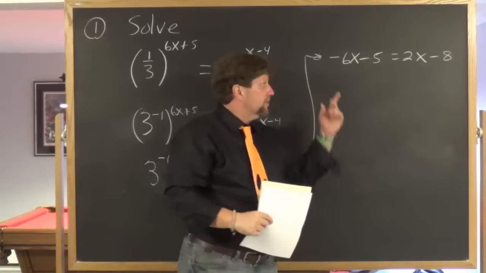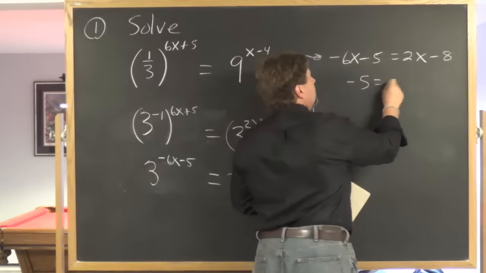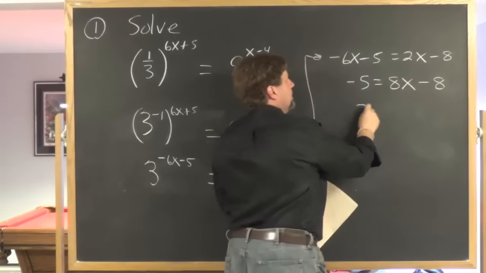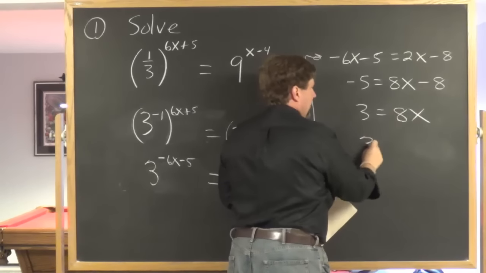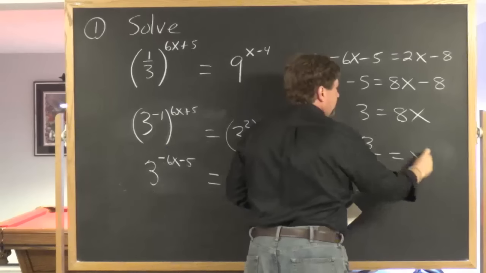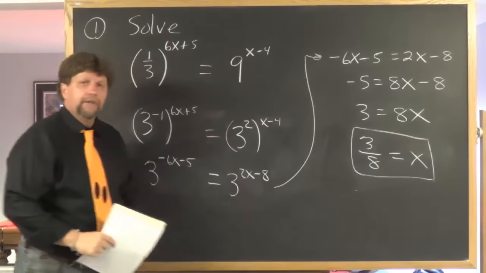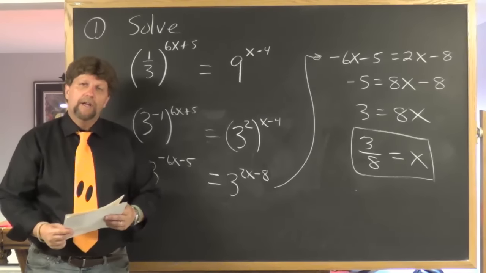And I'll probably start off by adding 6x to both sides. And then I would add 8 to both sides. And then finally divide both sides by 8. That gives me the solution to this exponential equation. X is equal to 3/8. And that's all there is for number 1.